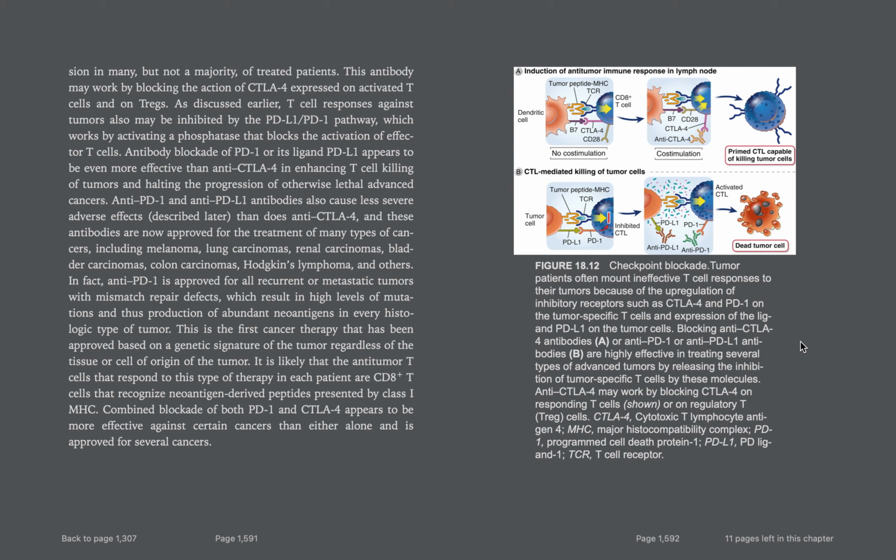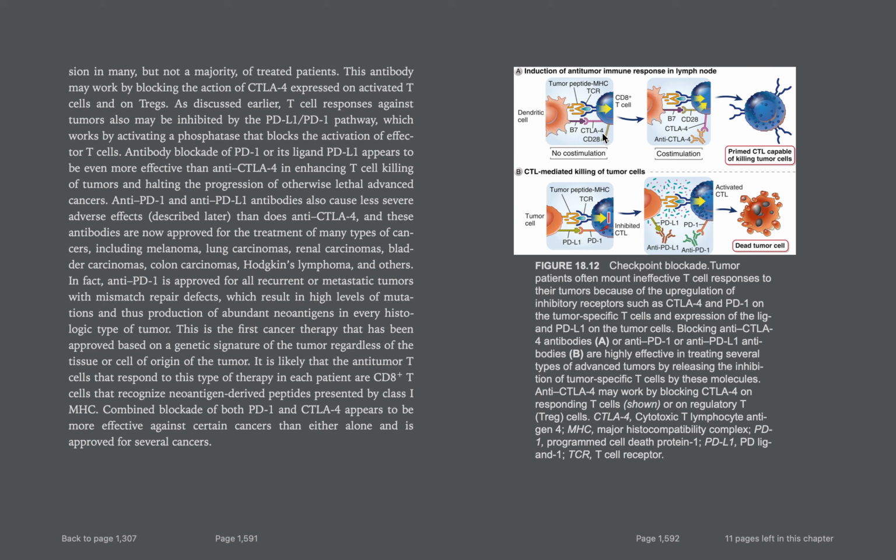Anti-CTLA4 may work by blocking CTLA4 on responding T cells or regulatory T cells, cytotoxic T lymphocytes, and others. So here we have the diagram: induction of anti-tumor immune response in lymph nodes. We have tumor peptide, we have T cell receptor. This is the dendritic cell.